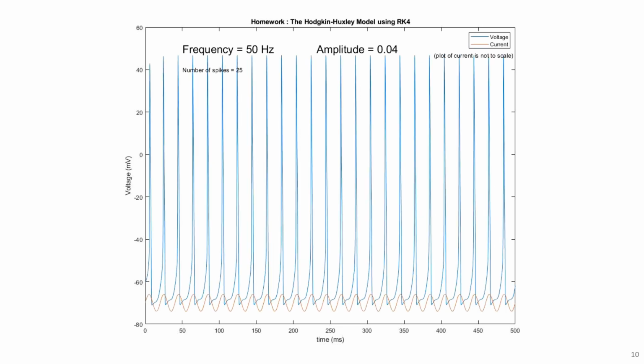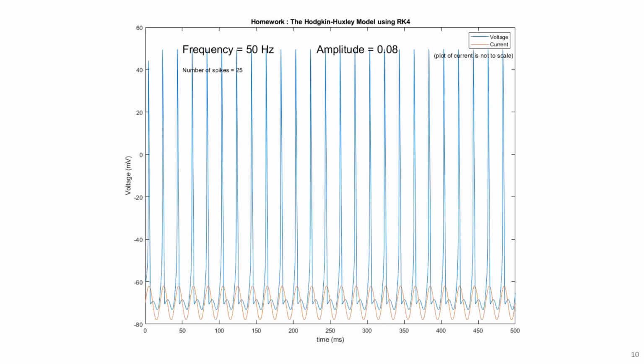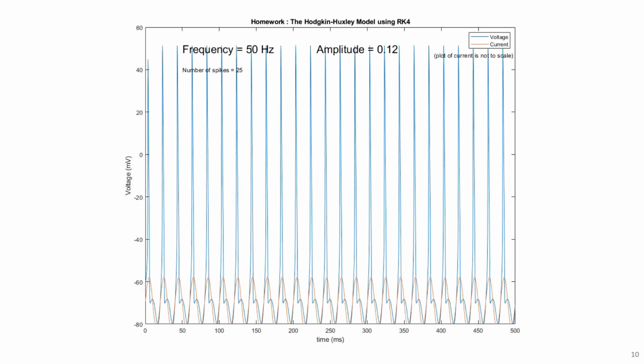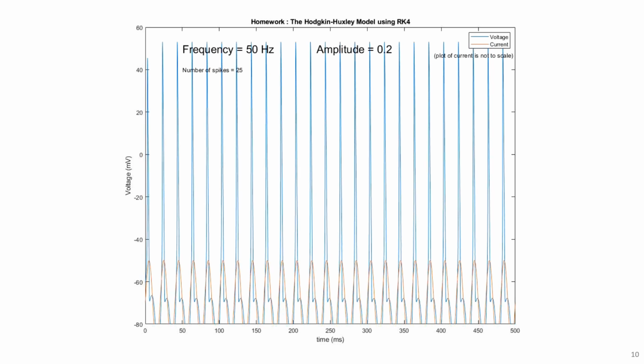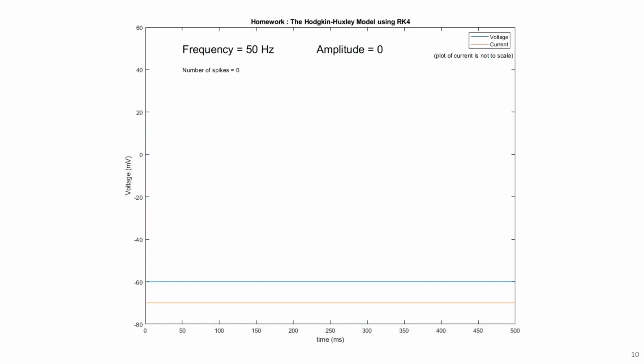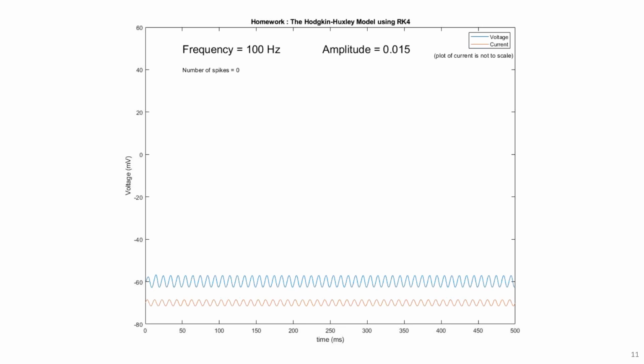And at 0.4, it becomes just one spike per peak, and then it would stay like that till the amplitude goes above 0.2. So that's what happens at 50 hertz.